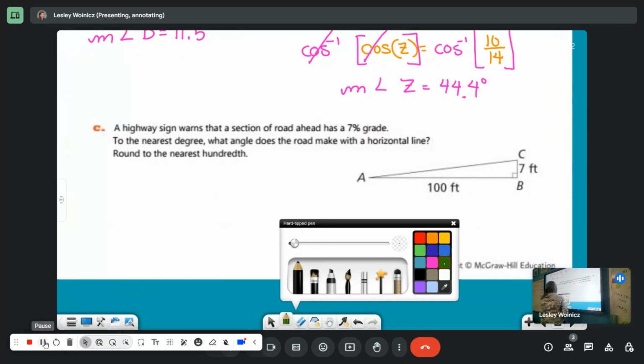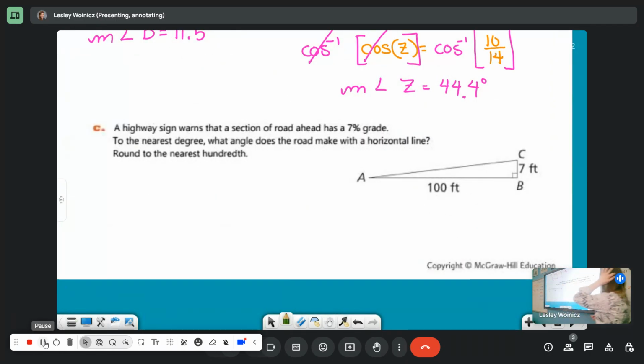All right, let's do it with a word problem. A highway sign warns that a section of road ahead has a 7% grade. Percent means out of 100, right? So if I have 7%, that means 7 out of 100. Do you see where they got the opposite side and the adjacent? Just like rise over run. That's how they got that picture.